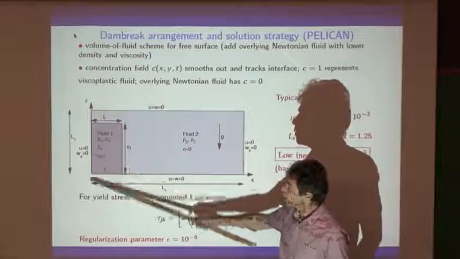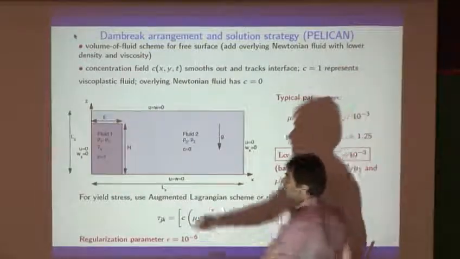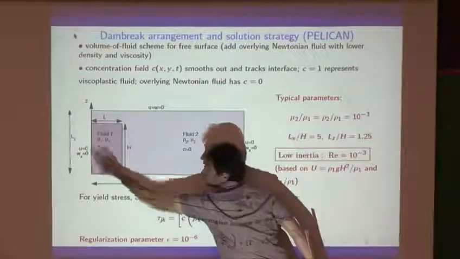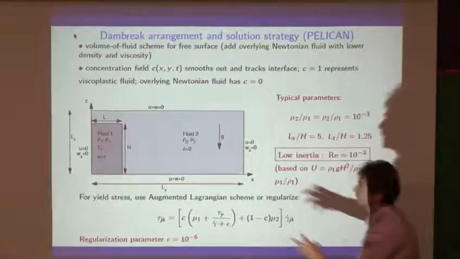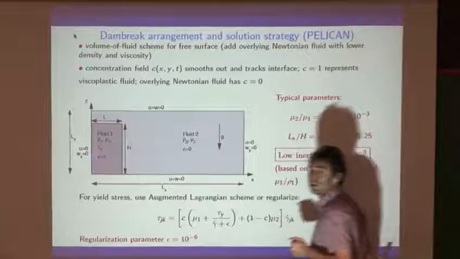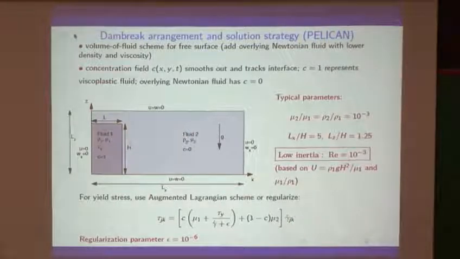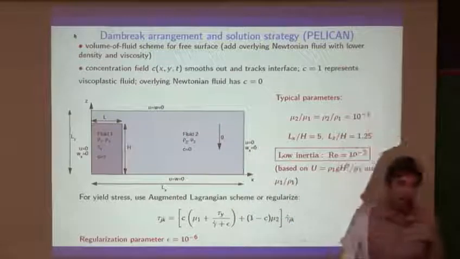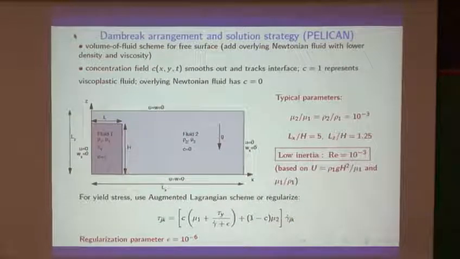We'll solve half of the problem, so there's a symmetry condition at that end. There's no slip on the top and the bottom, and there's a condition similar to that one on this end. So the thing's going to slump down underneath the lighter viscous fluid to the right. So the volume of fluid scheme, it puts a concentration field in there. It smooths out the interface, and you basically evolve the concentration field.